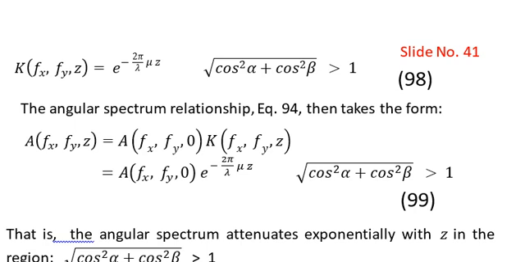The angular spectrum relationship given in equation number 94 then takes the following form. So we have the angular spectrum on the left hand side at a position z is equal to the angular spectrum at z is equal to 0 multiplied by the transfer function, and now we are using the transfer function value, which is e to the power minus 2 pi over lambda into mu into z in the last step. And of course we have also mentioned that the square root of cos square alpha plus cos square beta is greater than 1. It means that these are not the direction cosines. So you see on the right hand side that the angular spectrum A will decay exponentially with the distance z.